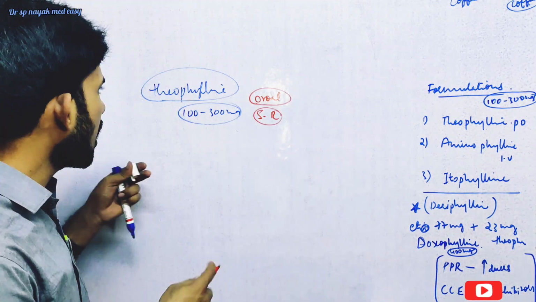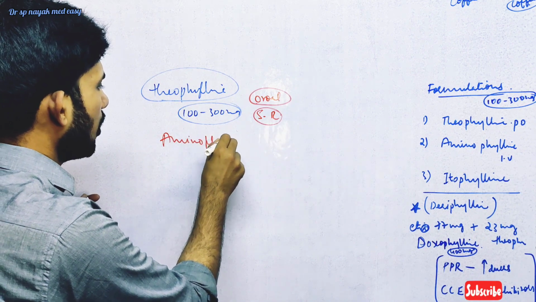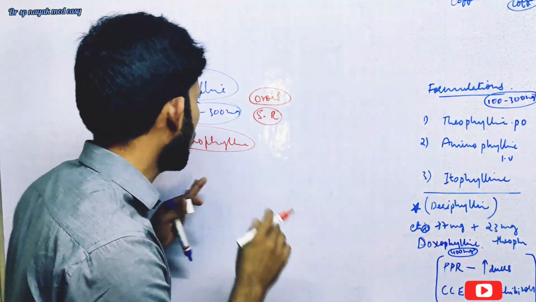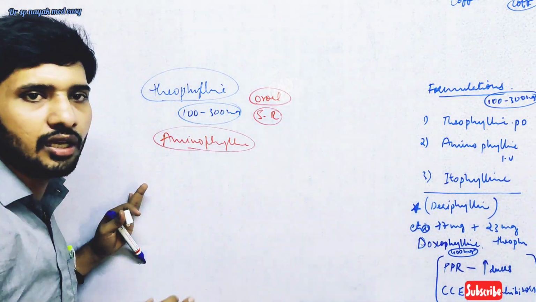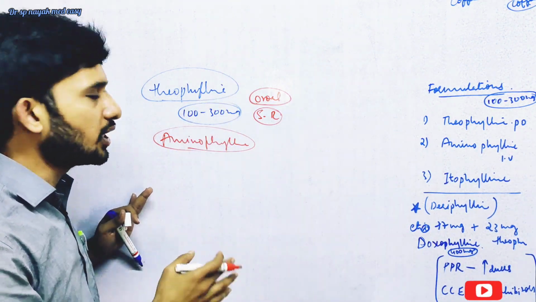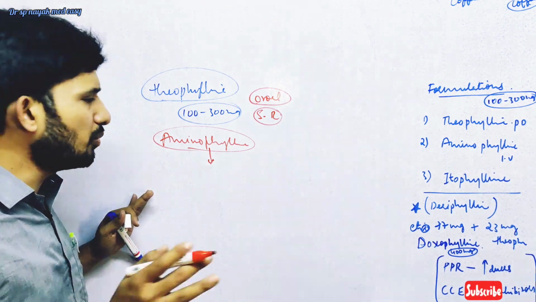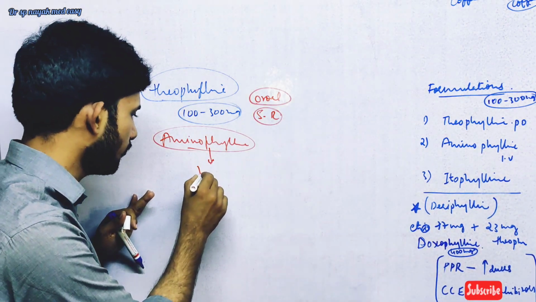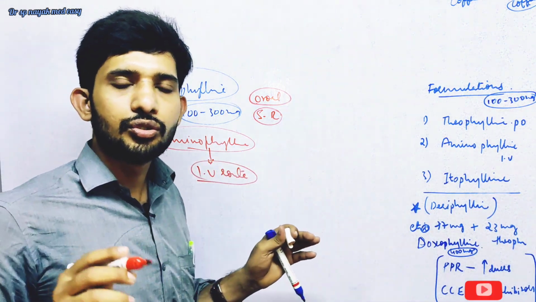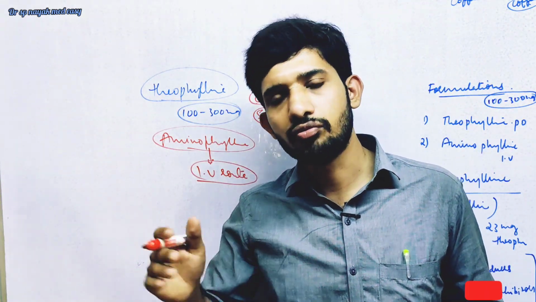And we have aminophylline. Aminophylline is an analog of theophylline, a salt form of theophylline, and it is soluble in water, whereas theophylline is not soluble in water. So aminophylline can be given through the oral route or IV route, and most commonly it is given by the IV route. And remember, aminophylline should be infused over 30 minutes to 1 hour.